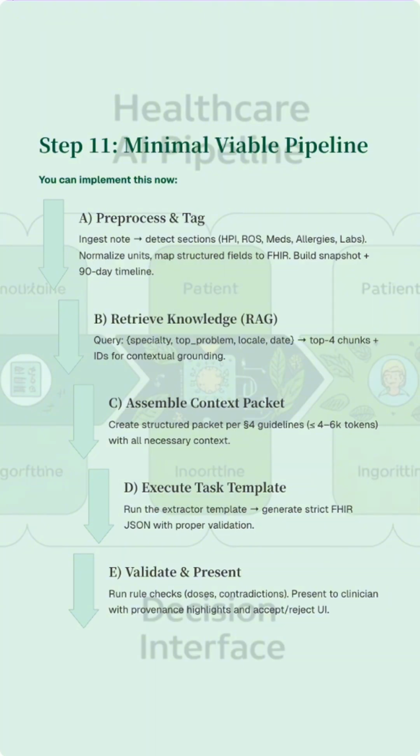Fourth, execution. Then we run the task template. For example, if our job is extracting medications, we pass the packet through the extractor template. The AI responds with structured FHIR JSON, strictly following the schema. Finally, validation and presentation. Before showing it to the clinician, we run some rule-based checks. We confirm doses make sense, check for contradictions, and flag anything suspicious. Then we present the results side by side with the source text with provenance highlights. The clinician can accept, edit, or reject, and that feedback closes the loop.